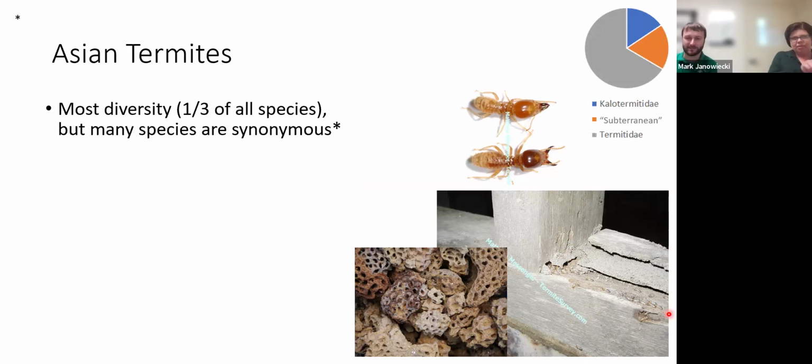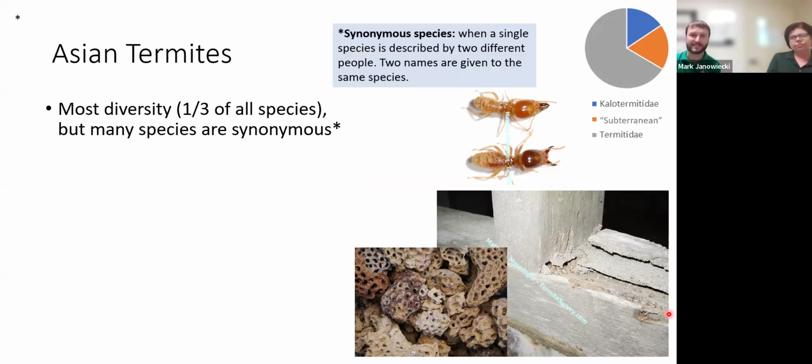Our Asian termites, as we saw in the scaled pie charts, is a very large pie chart. So this is about a third of all species. However, many of these are thought to be synonymous. So a synonymous species is when a single species is described by two different people, given two different names.